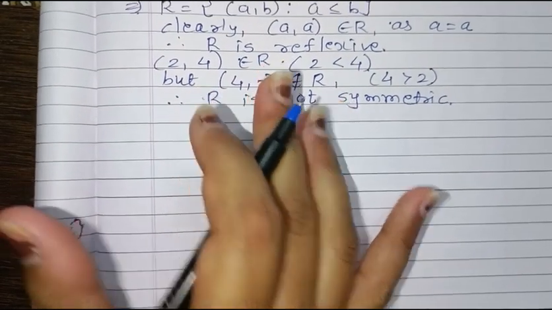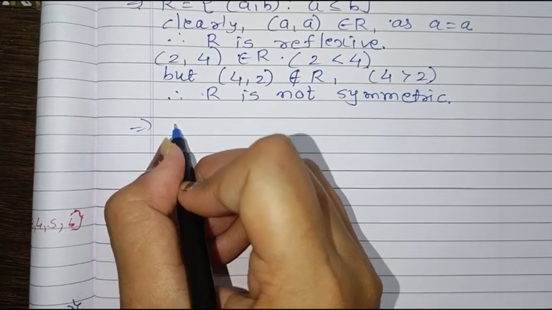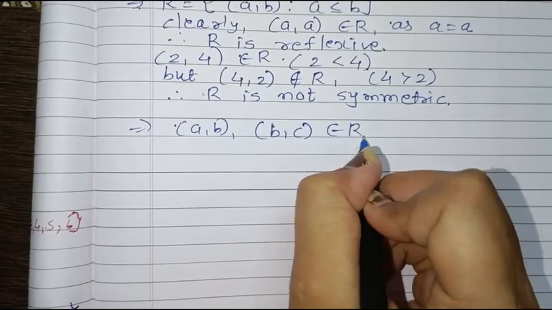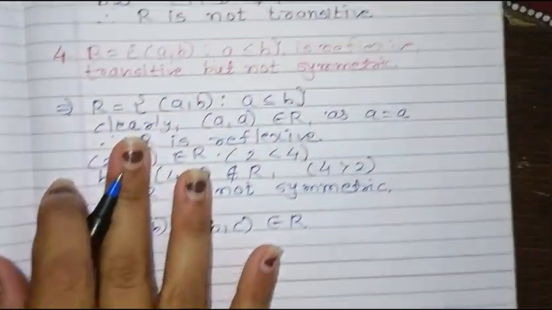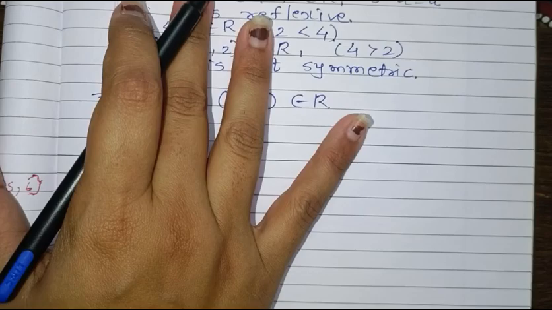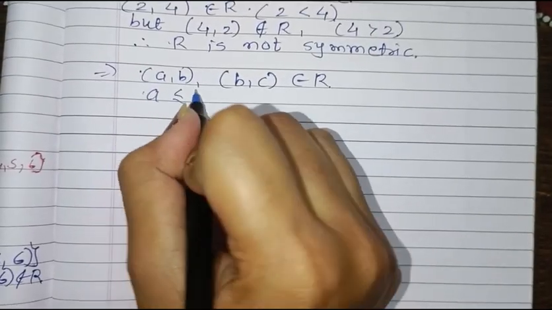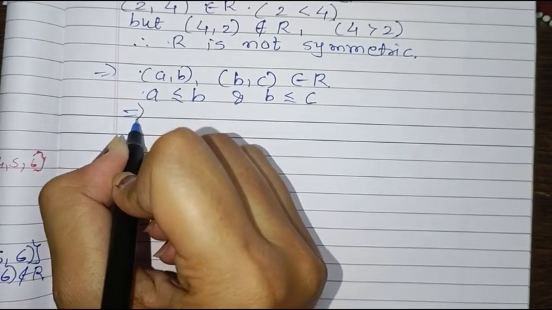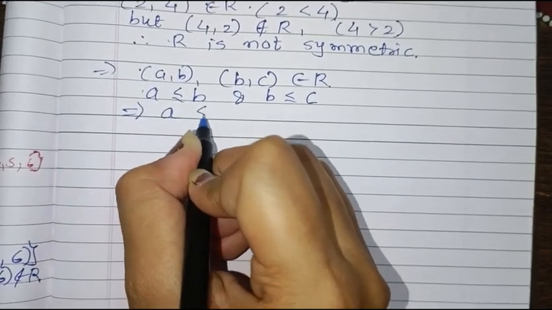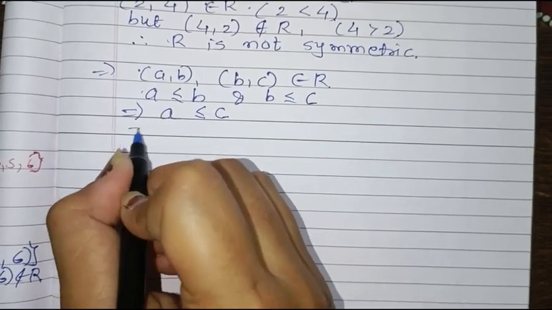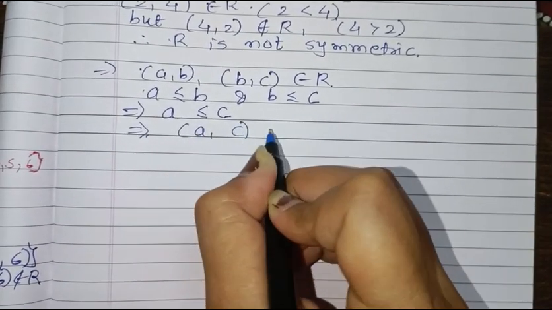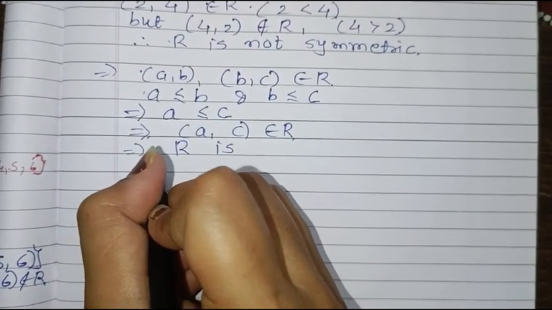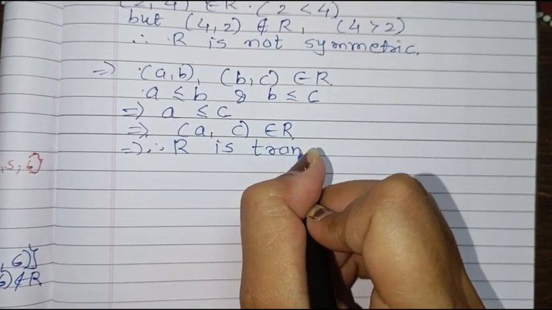Next, we are checking for the transitiveness. Let (a, b) and (b, c) belong to R, and we are checking with the relation a less than or equal to b. You can write here a less than or equal to b and b less than or equal to c. According to this, a is less than or equal to c, which is possible. Hence, (a, c) belongs to R. Therefore, R is transitive.